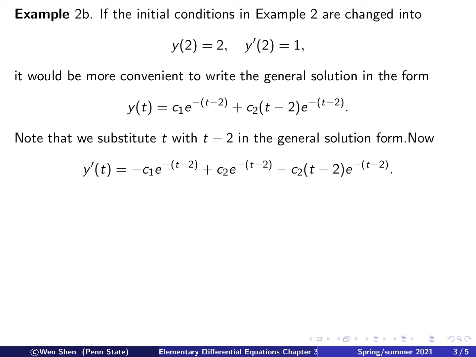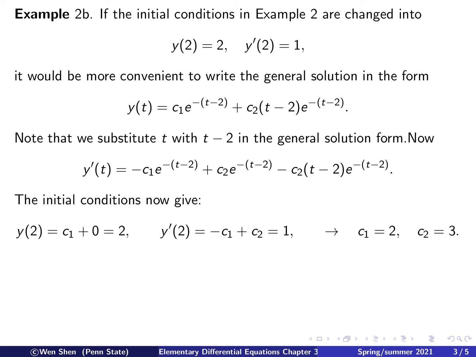Okay, so before we put in the initial values, let's write out y prime because it's needed. We differentiate this with respect to t, and we get that. So this gives me a negative c1 in the front, and then the product rule, and this gives me c2 times that, and this term will be this term times the derivative of that, which gives me a negative term. Okay?